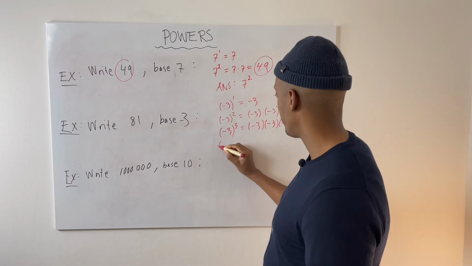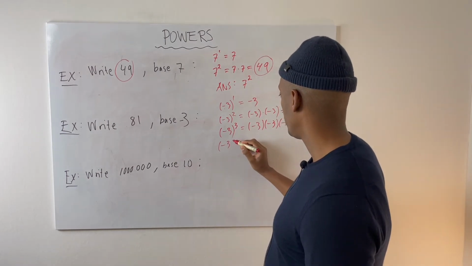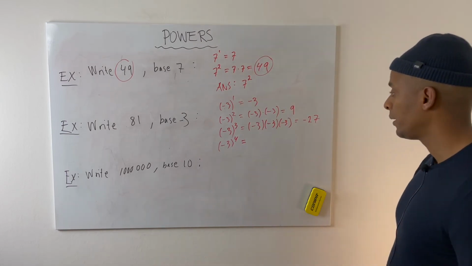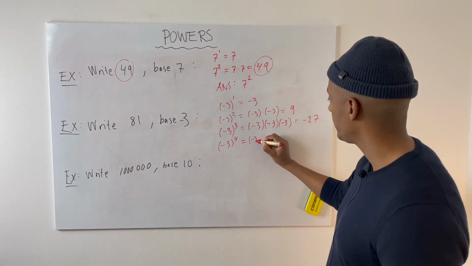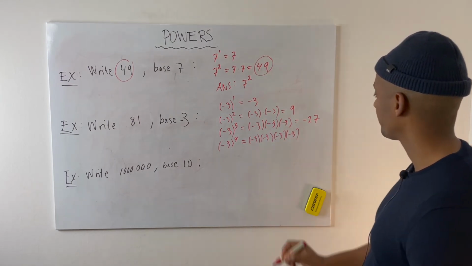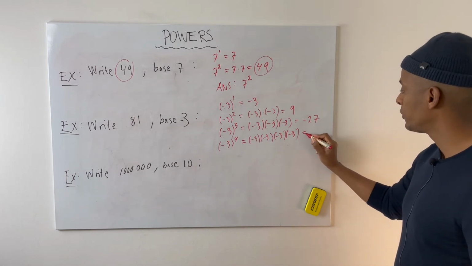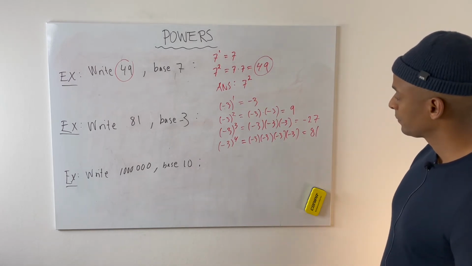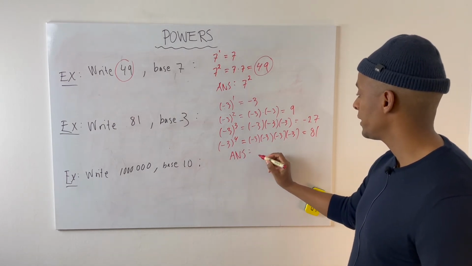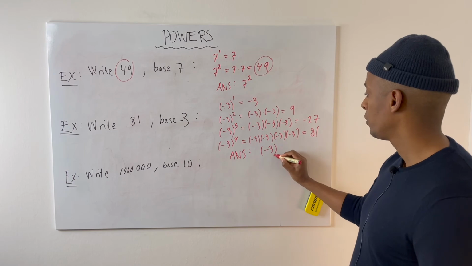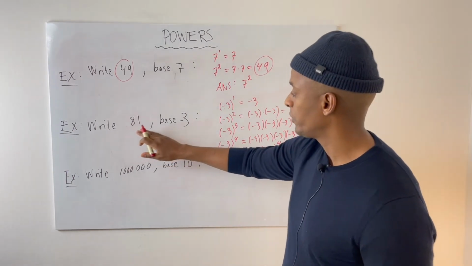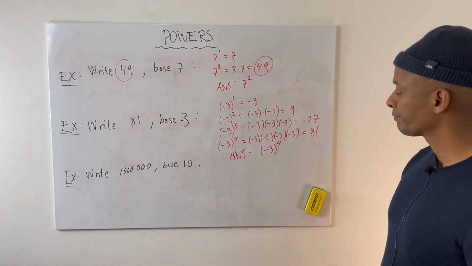And finally, we have minus 3 to the power of 4. And that is minus 3 times minus 3 times minus 3 times minus 3. And that's equal to 81. So the answer here is minus 3 to the power of 4. That's how we write 81 with the base minus 3. Okay?